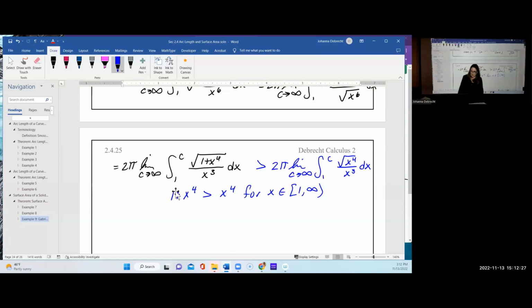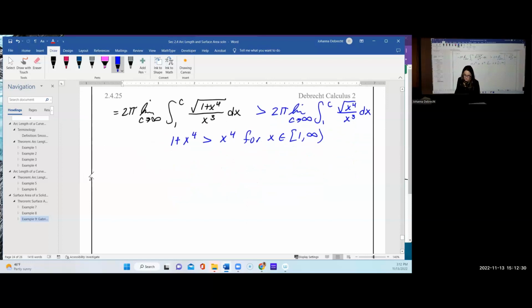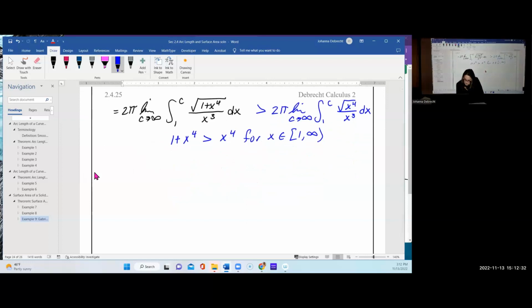So now I'm going to go ahead and simplify that one right there. So this one becomes 2 pi, limit as c goes to infinity, and again, we're going from 1 to c. The square root of x to the 4th is x squared. So this becomes x squared divided by x cubed. And when we reduce x squared over x cubed, we end up with 1 over x, which I'm going to write as x to the -1 dx.